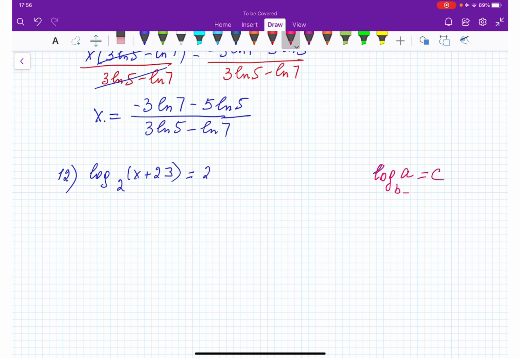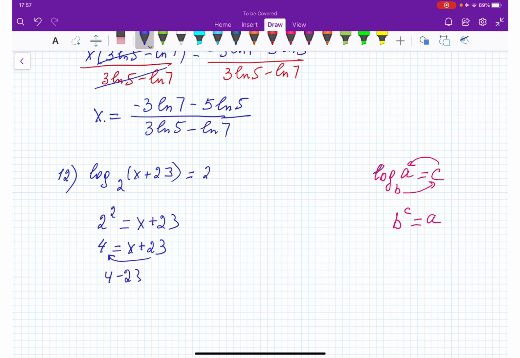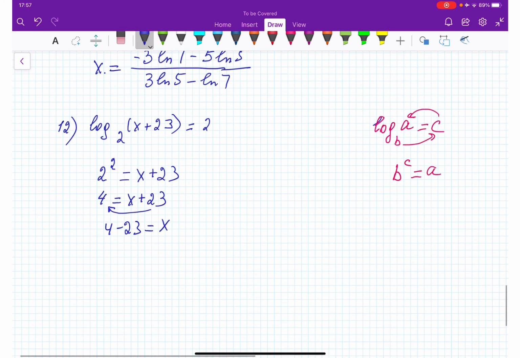So then b to power c is equal to a, right? So in this case we are going to do 2 to power 2 is equal to x plus 23. Okay, so let's go. 2 to power 2 is equal to x plus 23. From here, 4 is equal to x plus 23. And moving 23 to this side, it's going to be negative. 4 minus 23 is equal to x. And x is equal to negative 19. Okay. Question number 13.